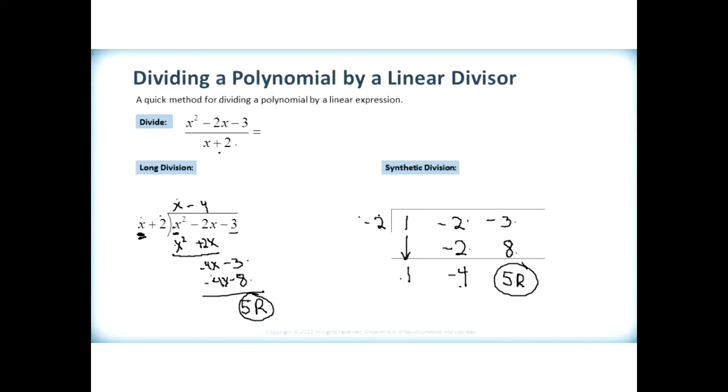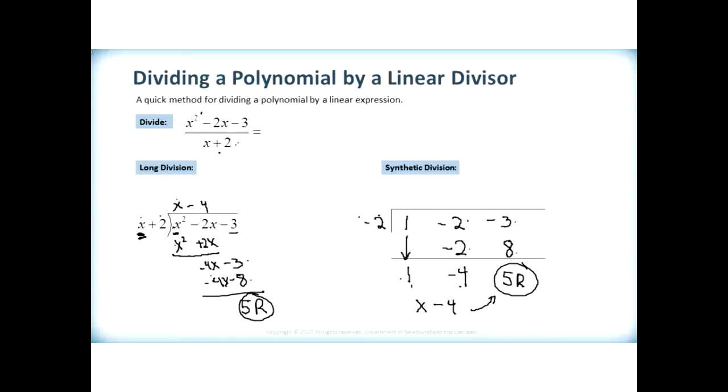Okay, so what we find out here is that our answer is, since we have a quadratic divided by a linear, we've got two coefficients, so it's x minus 4 with that remainder. Same thing we got when we did it by long division. So how do we write this out correctly?